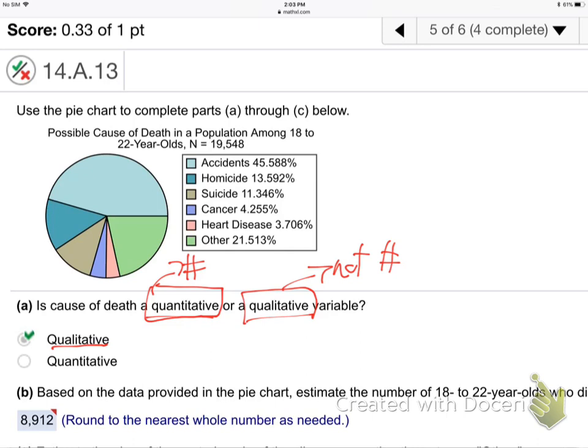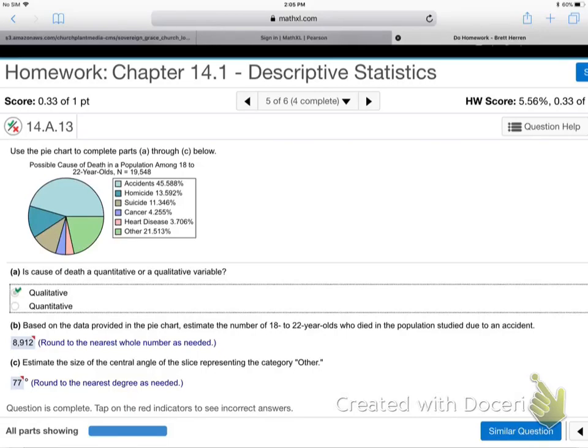Based on the data provided in the pie chart, estimate the number of 18 to 20-year-olds who, I don't know, it's off the screen, huh? Cause of death is not a number. If somebody asked you how a person died, you would not answer with a number. You wouldn't say they died because of 5. It's just simply as that. I know you're looking for something deeper. It's really just that.